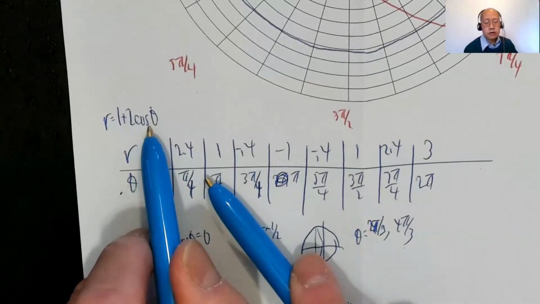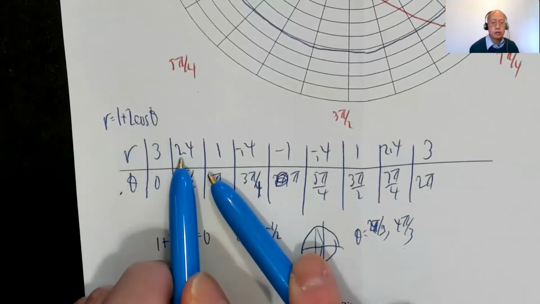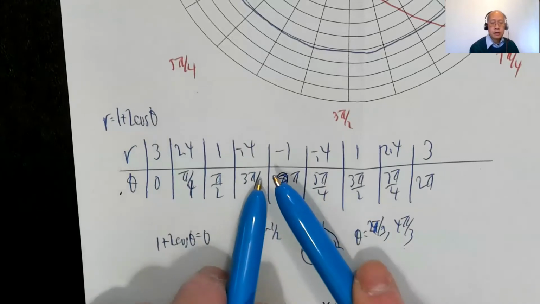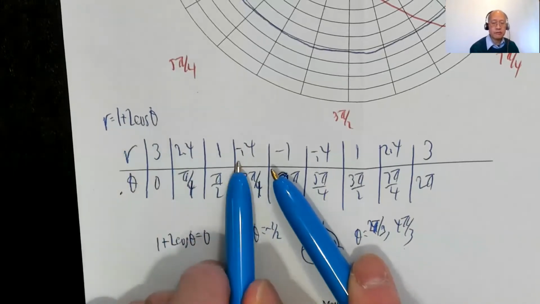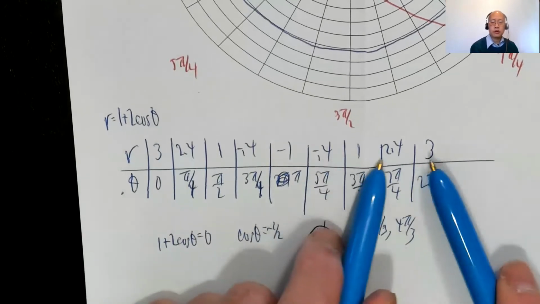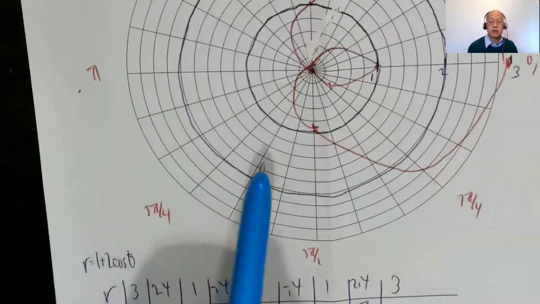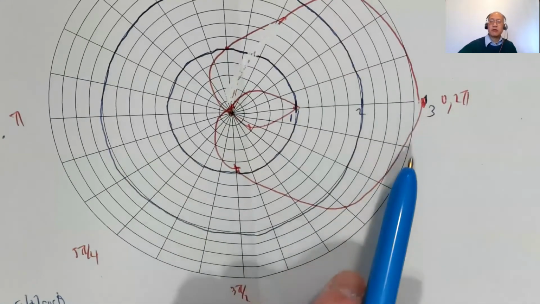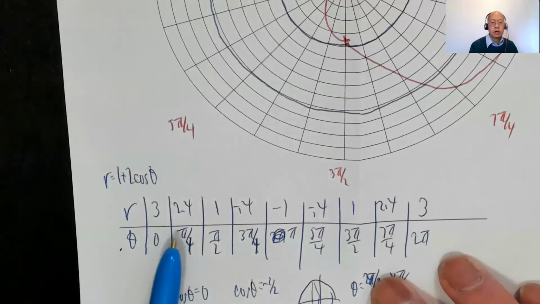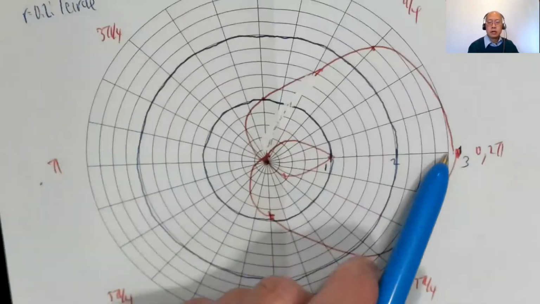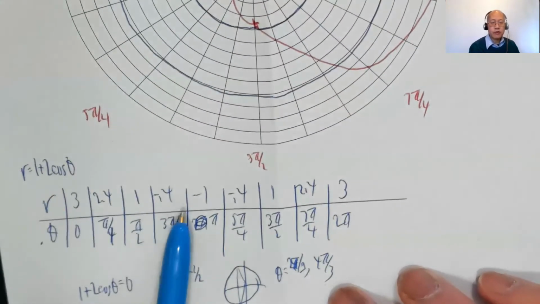Pi over 4, cosine of pi over 4 is radical 2 over 2, multiplied by 2, it's 1 plus radical 2, 2.4. Okay, over here, this would be negative radical 2 over 2, so it's 1 minus radical 2, negative 0.4, 2.4. Okay, so at theta equals 0, we're at the maximum of 3, way over here. And then for the 45-degree marks after that, it goes 2.41, 2.41, and then negative 0.4, negative 1.